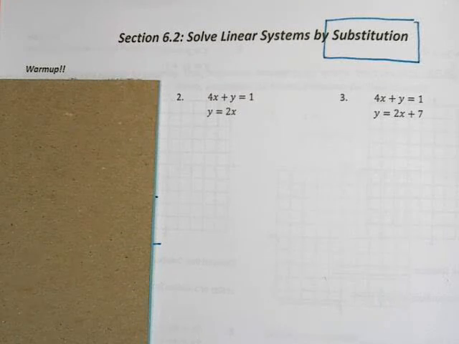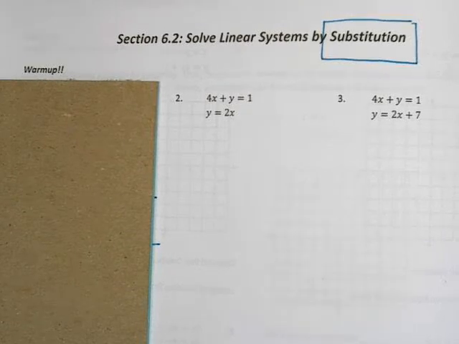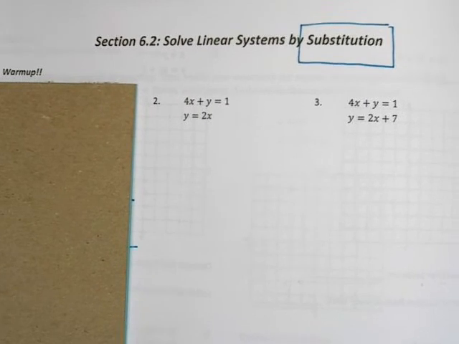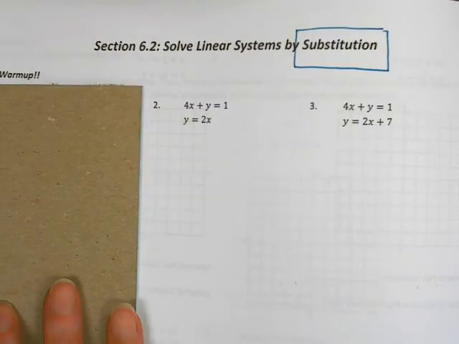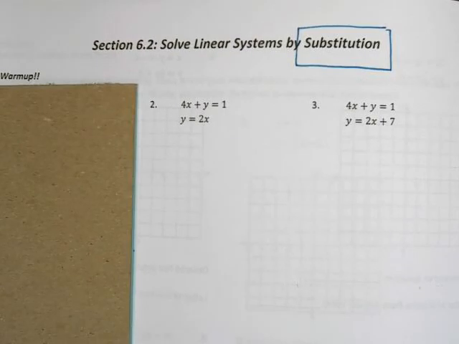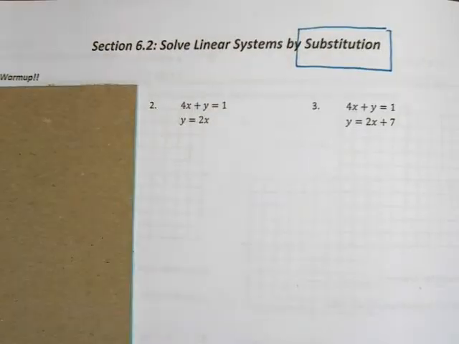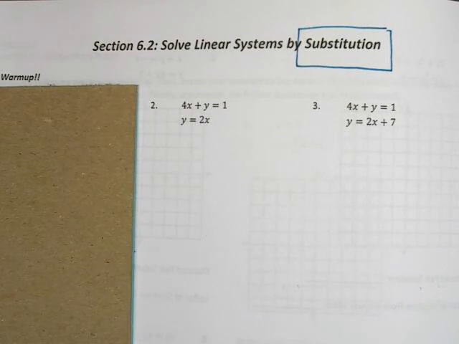Alright guys, welcome to section 6.2, solving linear systems by substitution. You already know how to solve systems by graphing, right? You graph the two lines, see where they cross, that's your solution. Today is a second method and it's called substitution. And we're actually going to skip number 1 and jump right into number 2.